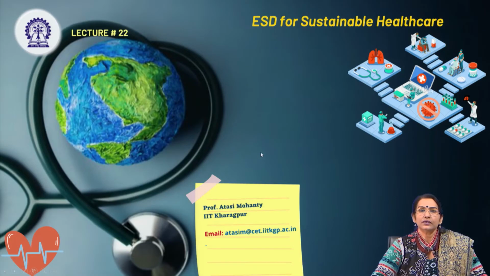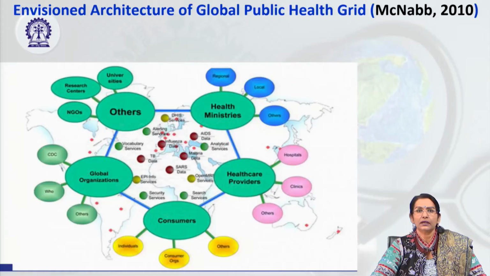In the last class we discussed ESD for sustainable healthcare, and we have already discussed how to build a health grid and what a health grid is. So, we will continue with that concept. This is the formal architecture of a health grid, the global public health grid.